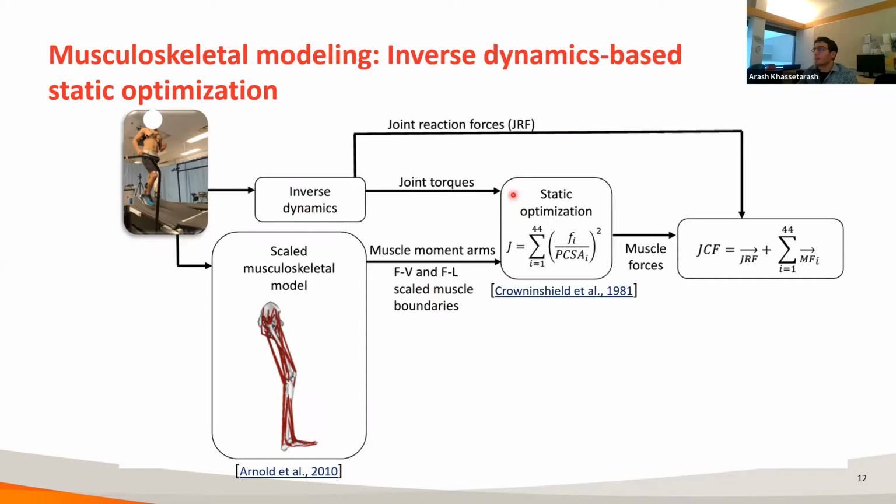In the optimization procedure, we minimize the cost function, which is the sum of muscle stresses squared. This cost function should be optimized in a way that the torques the muscles produce are the same as the joint torques from the inverse dynamics. The output is the muscle forces, and the joint contact forces are the algebraic sum of the joint reaction forces from inverse dynamics and the muscle forces from musculoskeletal modeling.